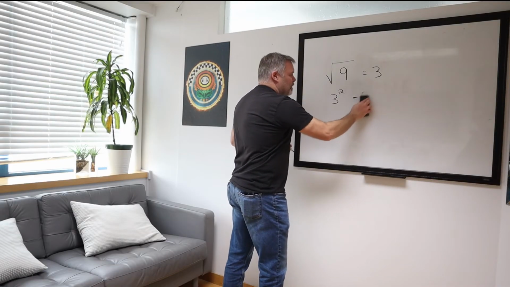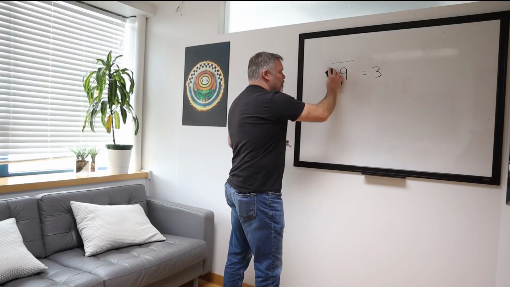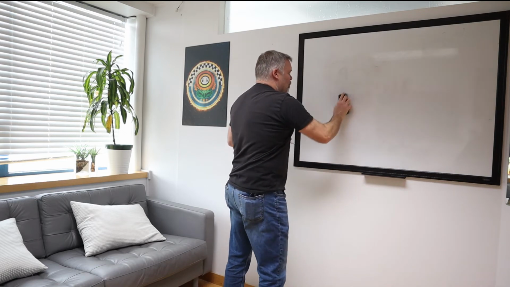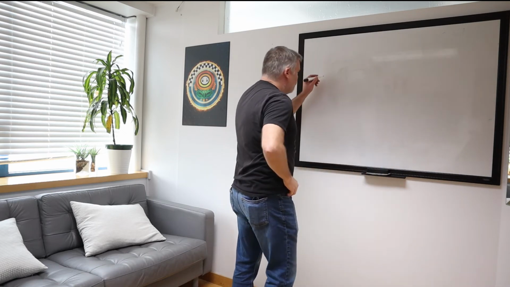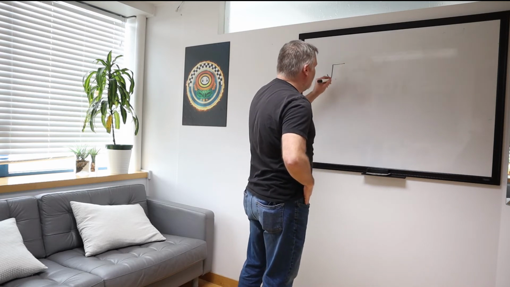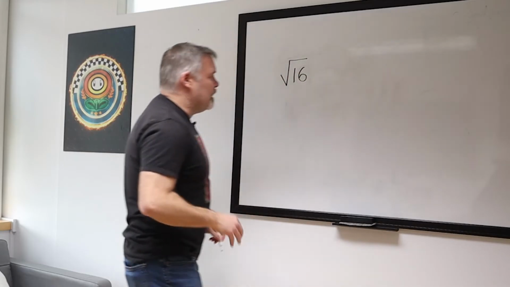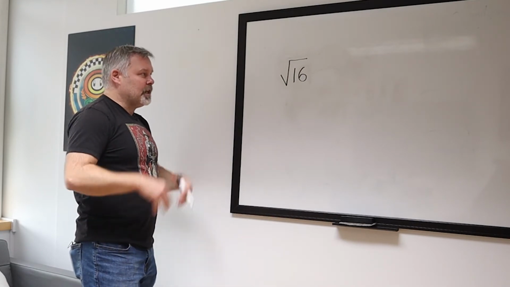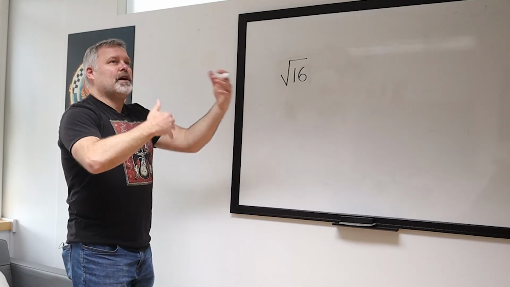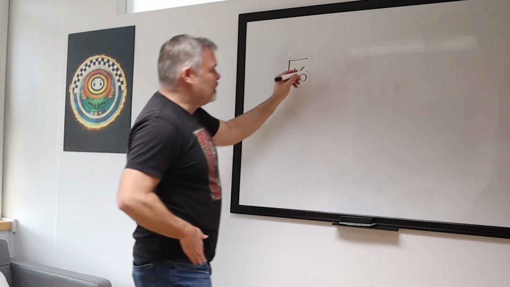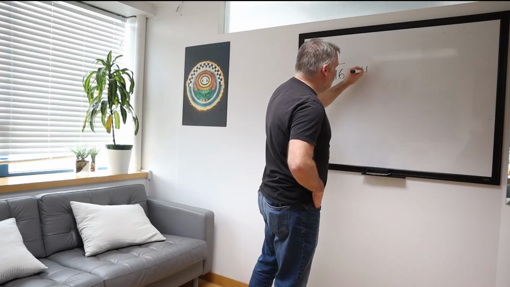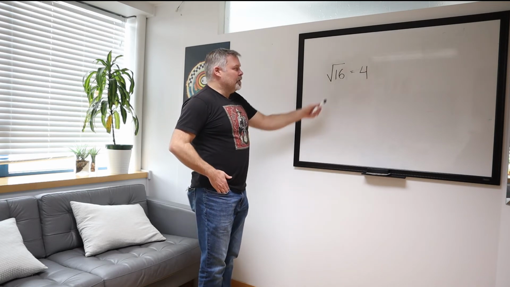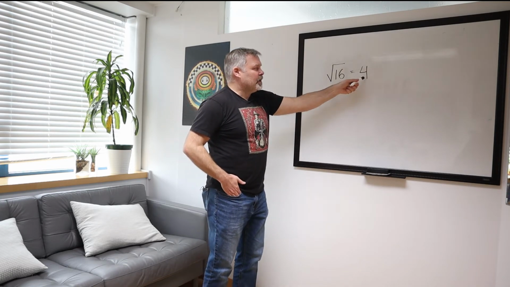Should we try another one? Let's do the square root of 16. Now you should be able to plug this into your calculator, but the idea becomes this. Let's just think, what times itself is equal to 16? Well, to me, 4 times itself. 4 times 4 is equal to 16. So the square root of 16 is 4.